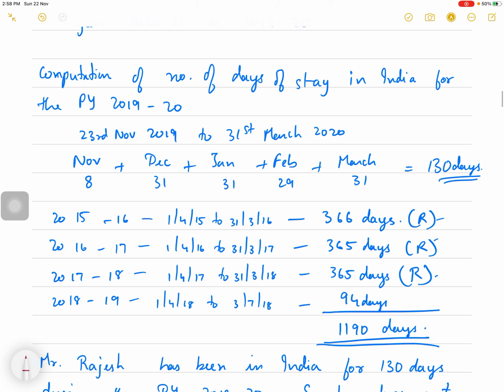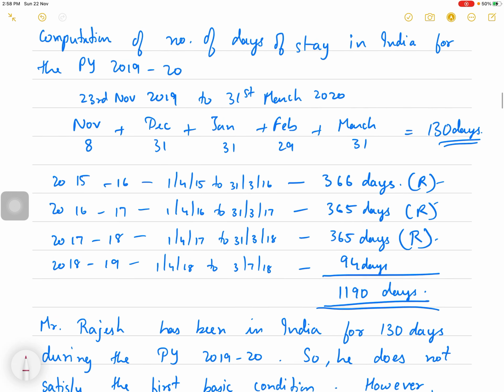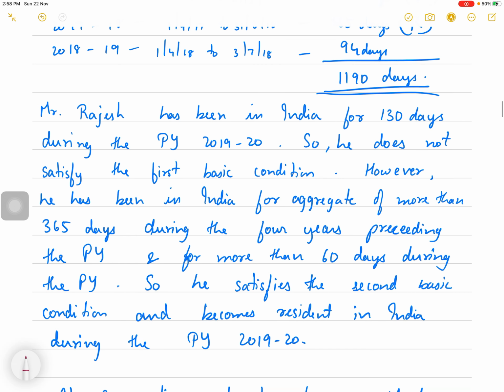So when you calculate, during 4 years preceding the previous year, his stay in India is more than 365 days. Therefore, he satisfies the second basic condition. Mr. Rajesh has been in India for 130 days during the previous year 1920, so he does not satisfy the first basic condition. However, he has been in India for an aggregate of more than 365 days during the 4 years preceding the previous year and for more than 60 days during the previous year. So he satisfies the second basic condition and becomes resident in India during the previous year 1920.